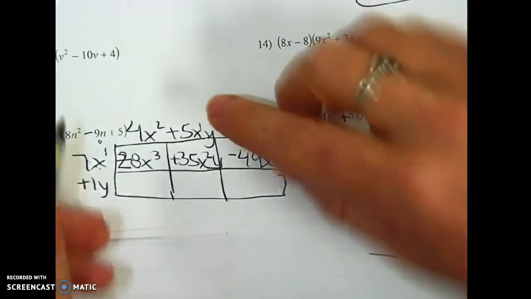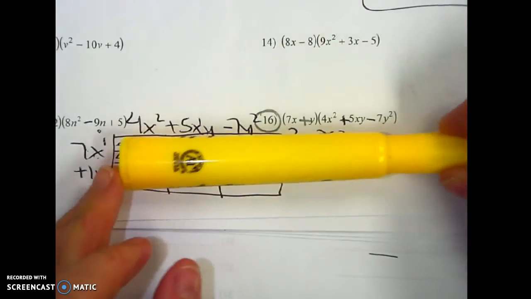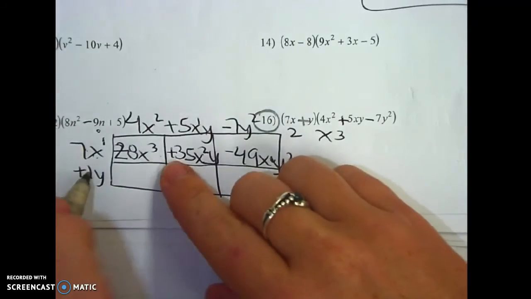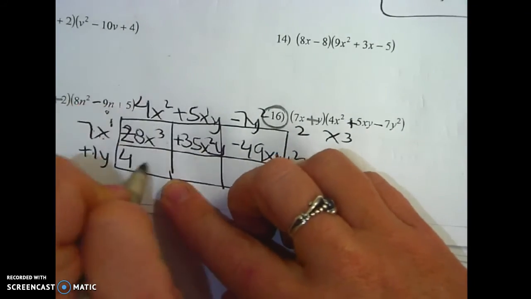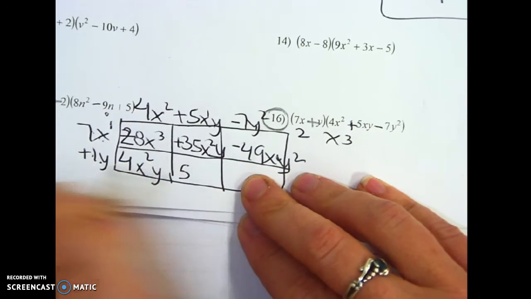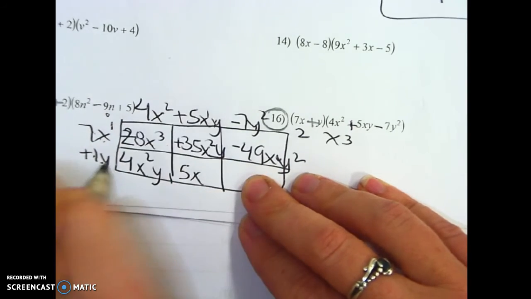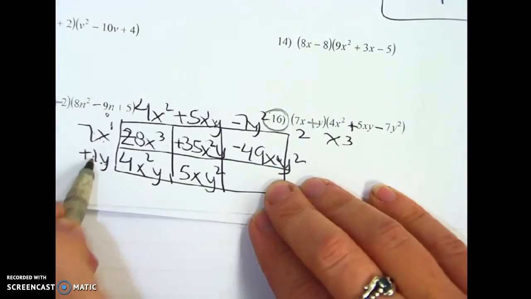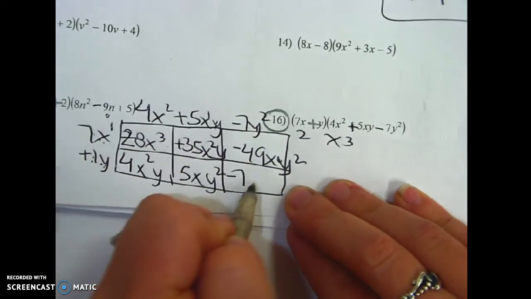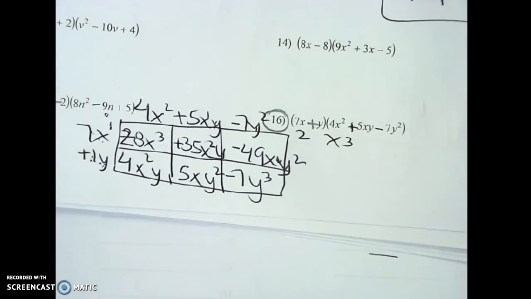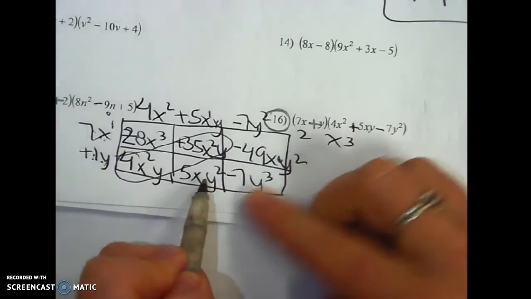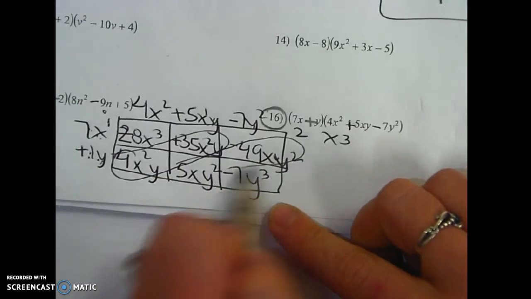Now I'm going to do the bottom. This is a good time to cover. Probably didn't leave very much space, so I guess I could use my finger, whatever. So 1 times 4 is 4, 2 x's, 1 y. 5 times 1 is 5, 1 x, 2 y's. And 1 times negative 7 is negative 7. I don't have any x's, and I have 1, 2, 3 y's. Now, I'm going to look to see if the diagonals are the same. 2 x's, 1 y, diagonals are the same. 1 x, 2 y's, diagonals are the same.